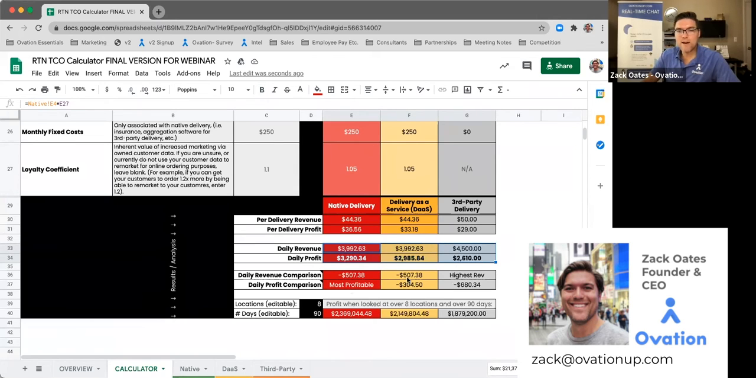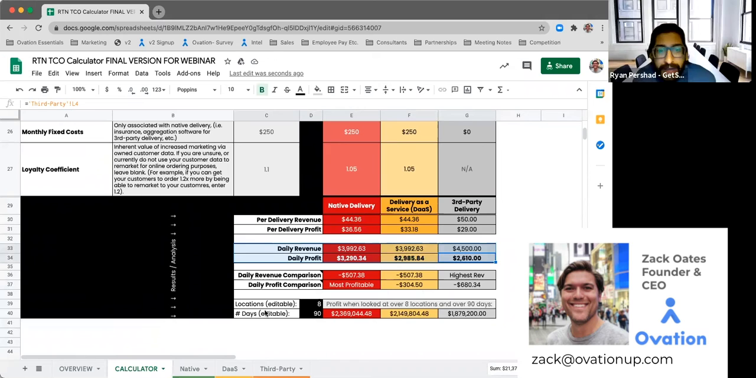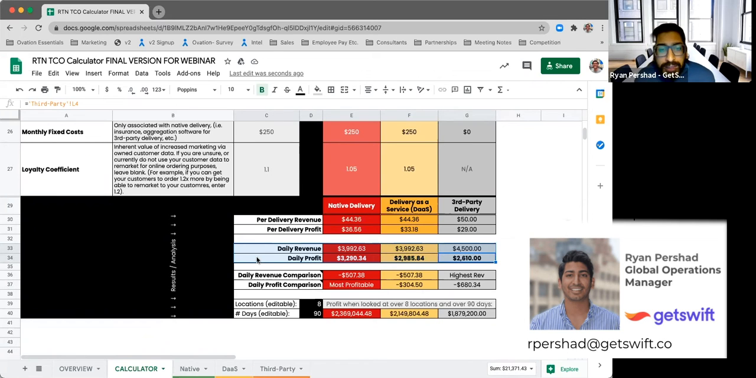So you could see that while you may make $500 less on the daily revenue comparison for native and for delivery as a service, when you switch it to profitability, due to the fact that you're not paying that large commission, even with the technology fees, native delivery is the most profitable. Delivery as a service is $304 less profitable, and third party is $680 less profitable. So this is just a quick comparison so you can see easily what the difference is between the daily revenue and daily profit.